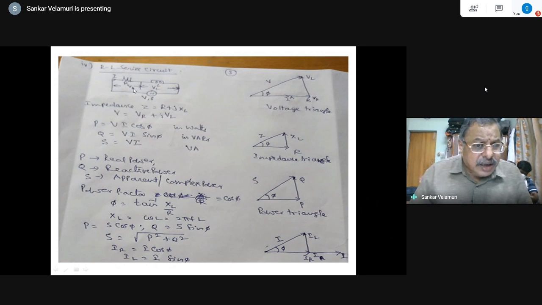The voltage across the resistance is VR, and the voltage across the inductance is VL. Now again you have to remember that V is equal to VR plus VL, not directly, because it is not the arithmetic sum, it is a phasor sum. Although we represent it as VR plus VL, it is VR plus jVL.